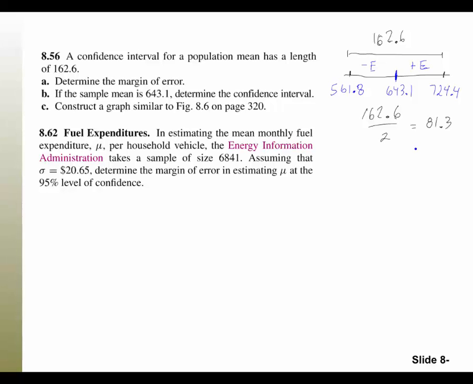So, according to some study, they had a sample whose mean was 643.1, and they found a confidence interval for that. And so they could say the mean of this population is 643.1 with a margin of error of 81.3. That means they have some degree of confidence that the population mean is between 561.8 and 724.4. Okay, so this is the confidence interval, from this to this. That's the answer.